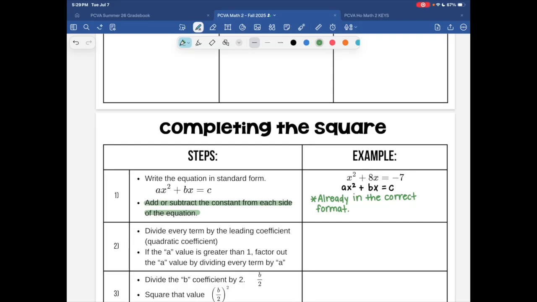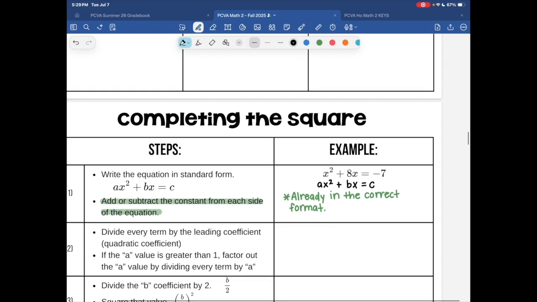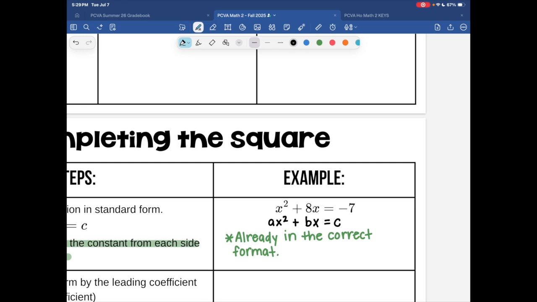All right, for this lesson, we're going to be talking about how to complete the square, so that we can convert a standard form quadratic equation or function into vertex form. When we're completing the square, the whole point is that we're trying to make what we call a perfect square trinomial. A perfect square trinomial happens when I have two of the same binomials being multiplied together.